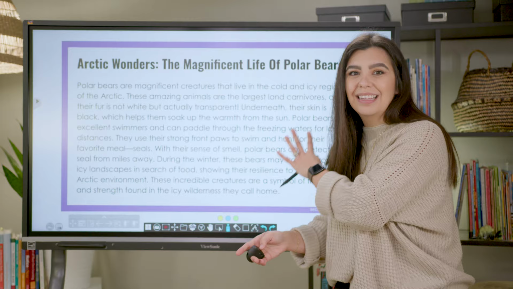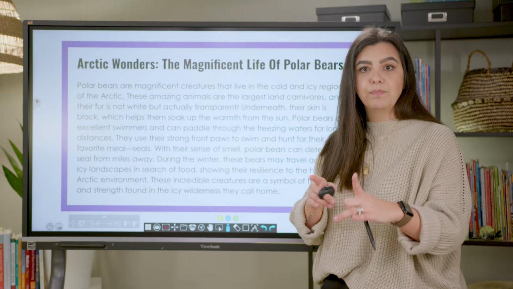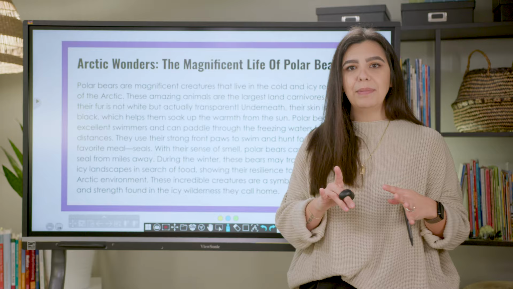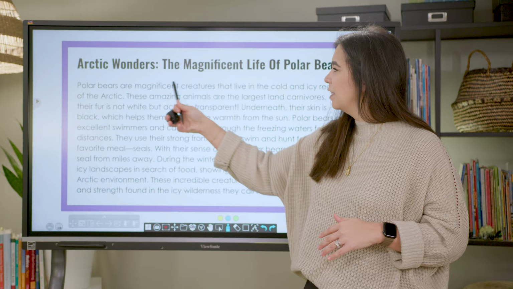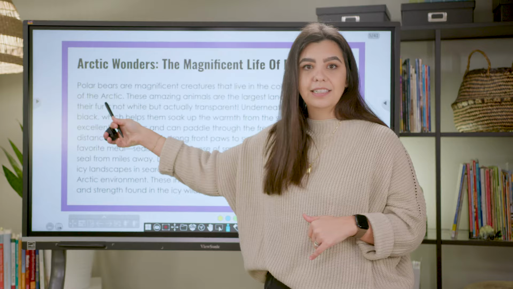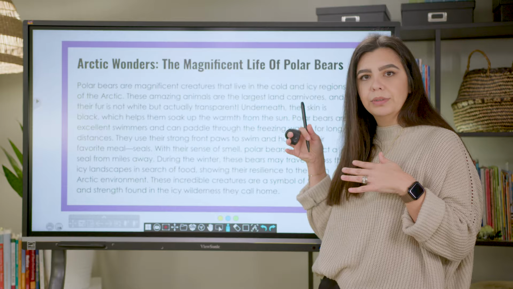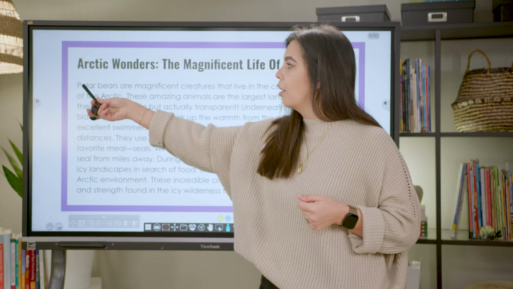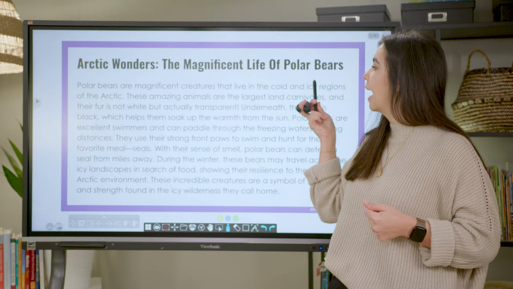The first one is going to be an echo read. So your voices are going to join in to read a text together. So here's what I mean by this. I would read a sentence. Polar bears are magnificent creatures that live in the cold and icy regions of the Arctic. The point there is that I've modeled fluency, I've shown them how to read that, and now they're going to echo read that with me. And then I would say, all right, your turn. Ready? Here we go. Polar bears are magnificent creatures that live in the cold and icy regions of the Arctic.